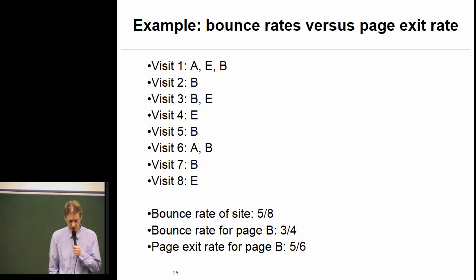I can also look at the page exit rate for page B. So I'm now looking at all sessions that include page B. So that's 1, 2, 3, 5, 6, and 7. So I get 6 visits which included page B. And out of 6 times, 5 times, the user left immediately after the visit, giving me a page exit rate for page B of 5 divided by 6. So you see, those are 3 metrics that tell you something about the attractiveness of your website and your web page.